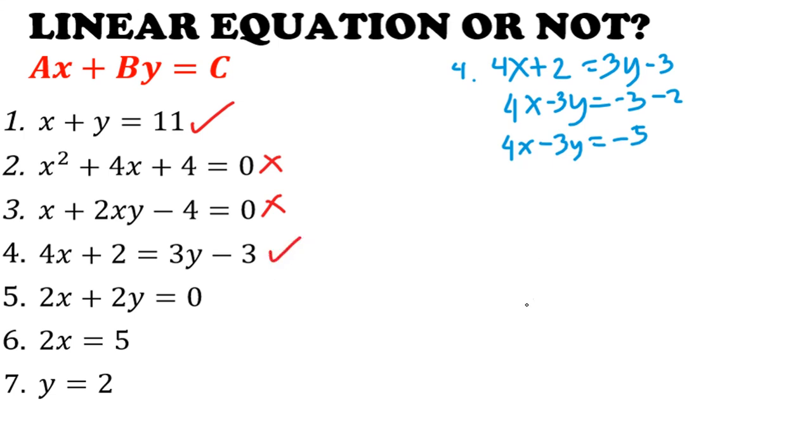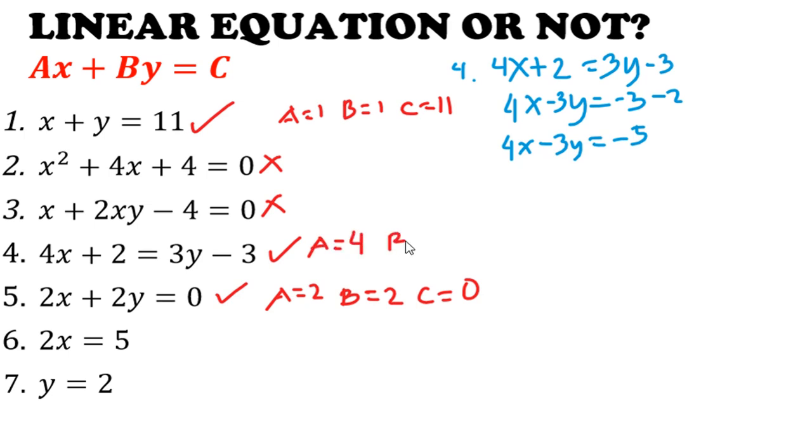Next, 2x plus 2y equals to 0. Linear equation ba tong 2x plus 2y equals to 0 o hindi? So, yan ay linear equation in two variables kasi may x, may y. Ano yung a niya dito? So, a is 2. And then yung b niya ay 2. How about yung c? So, c is 0. How about dito sa una? Ano yung a niya? So, a niya ay 1 and b is 1. How about yung c? 11. Dito sa number 4, ano yung a? A is 4. B is negative 3. Then yung c, negative 5.